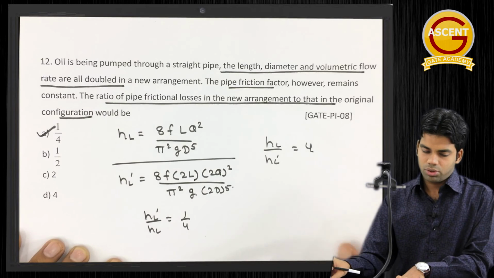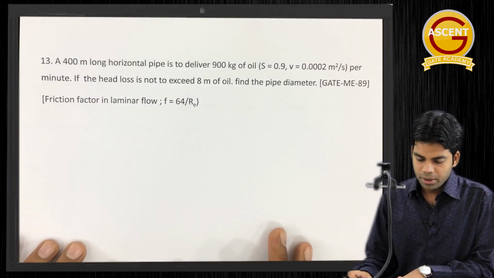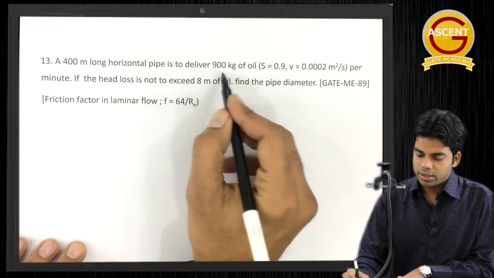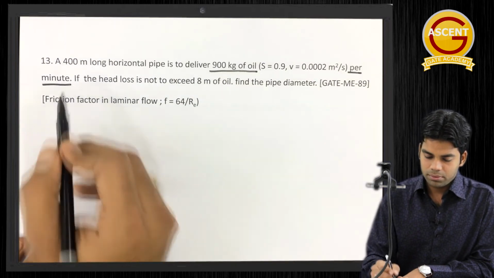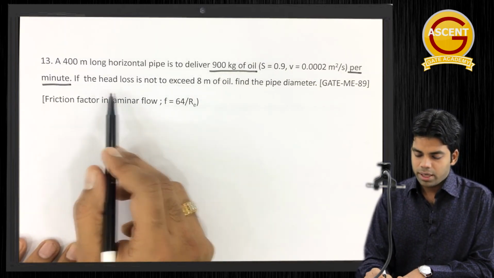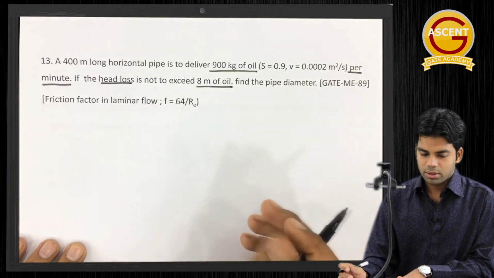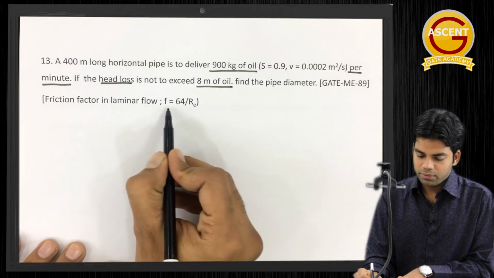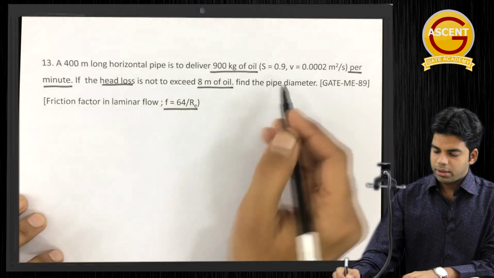Okay, next question. A 400 meter long horizontal pipe is to deliver 900 kg of oil per minute. If the maximum head loss is given as 8 meter of oil, find the pipe diameter. The friction factor for laminar flow is given. So we have to determine the pipe diameter here.